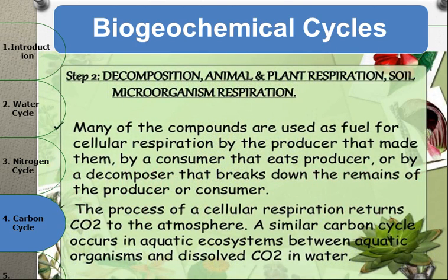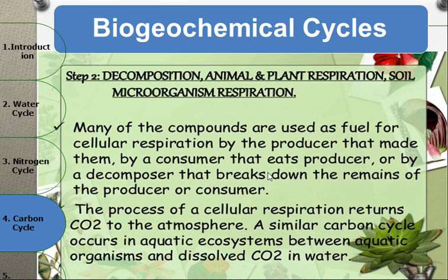In the second step, that is decomposition, the breakdown of this glucose takes place in the process of respiration. This respiration occurs in plants, animals and other microorganisms. So what happens in the process of respiration? The glucose produced during photosynthesis is used as fuel in cellular respiration by the producers that make it, and by the consumers that eat those producers.